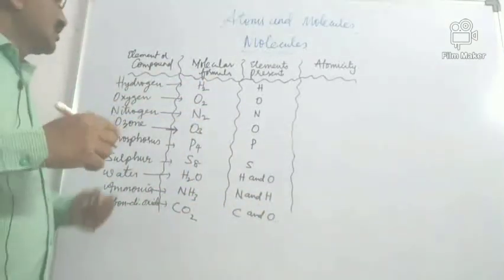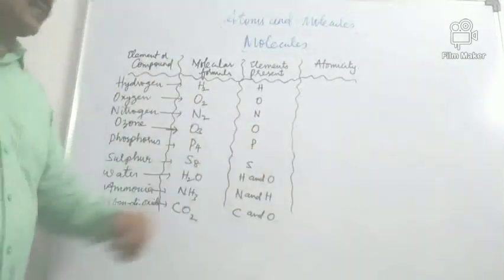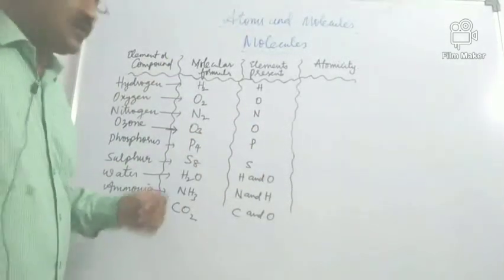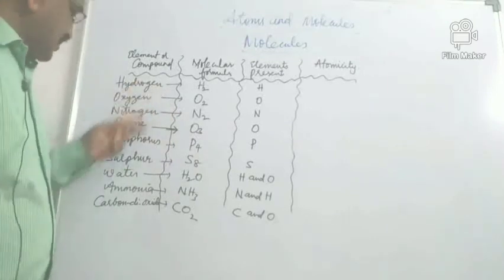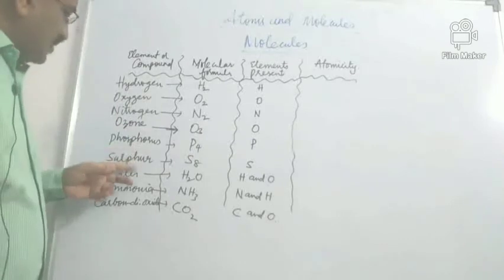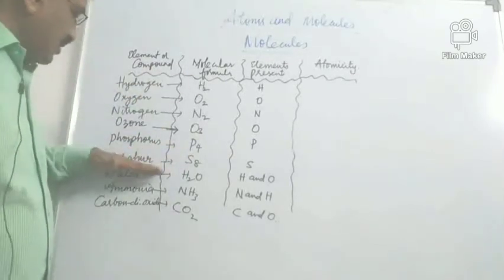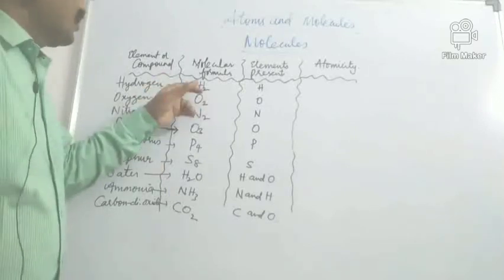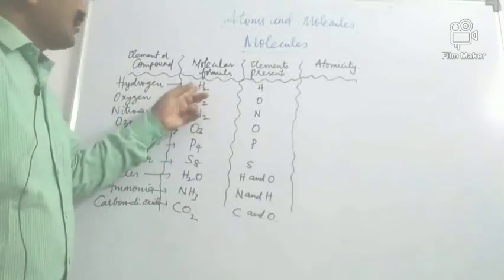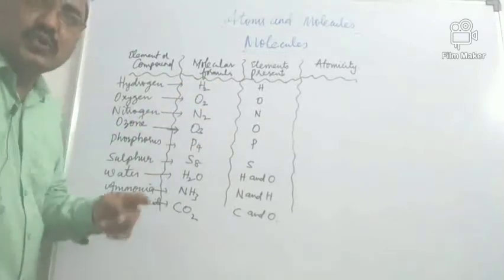Okay, so children, we are just writing the same thing that we have written while talking about the molecules. And here, children, there are some substances: hydrogen, oxygen, nitrogen, ozone, phosphorus, sulfur. They are all elements, for your information. And you find the molecules. The molecule of hydrogen, I am writing it as H2, indicating that it is made up of 2 atoms of the same element, hydrogen.